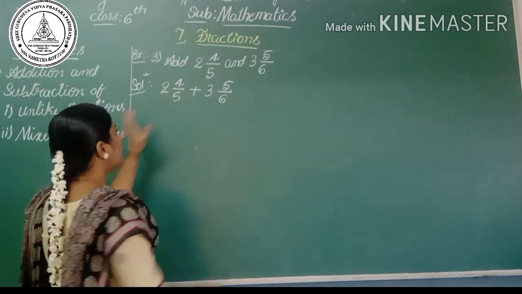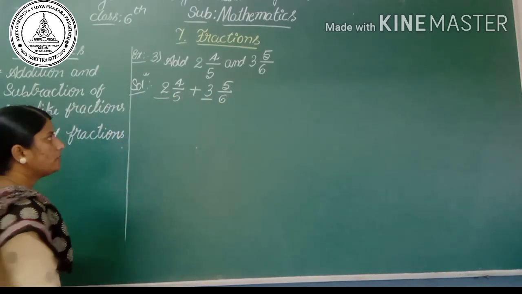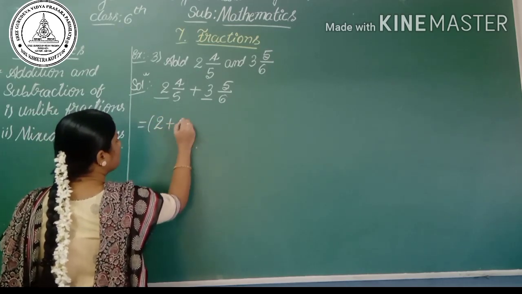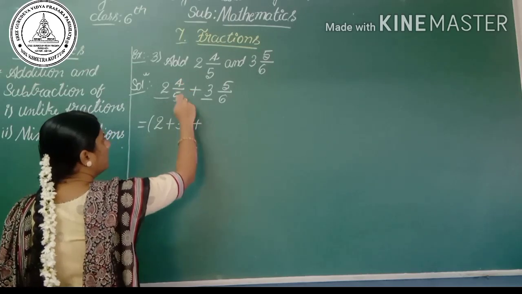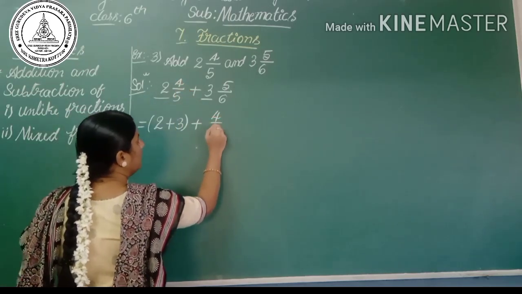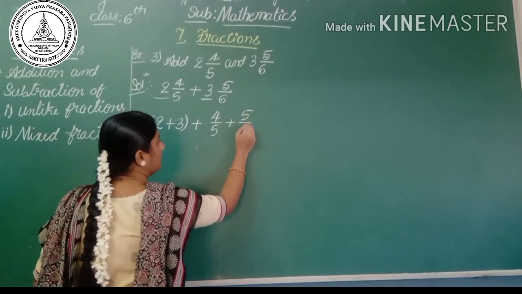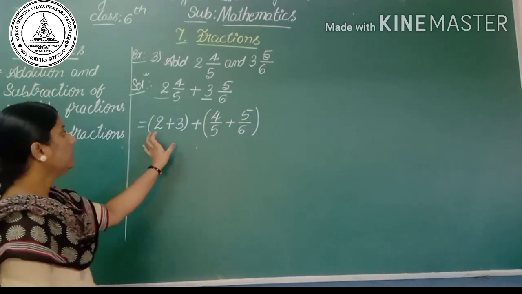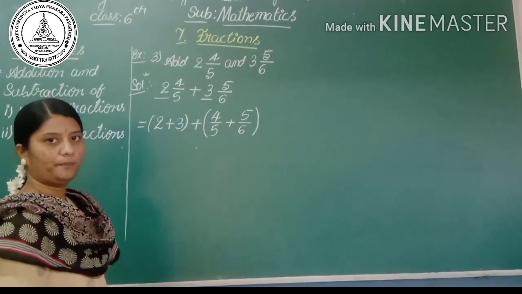Here 2 is the whole part and 3 is the whole part. In the next step we have to add both the whole parts, 2 plus 3, and then add the fractional parts, 4 by 5 plus 5 by 6. First we add the whole part and then the fractional part.